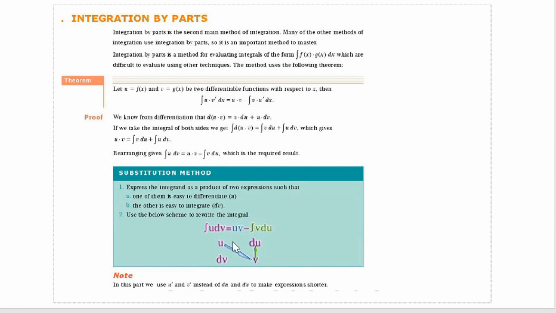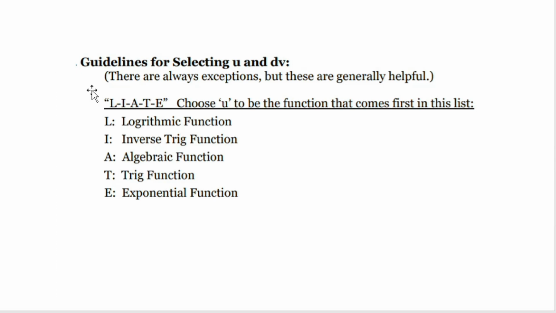First, you get the value of u followed by dv. dv is actually the remaining terms after taking u. And then on the right side, the du, and below it is also the v, which is the integral of dv. Okay, guidelines now for selecting the u and dv.